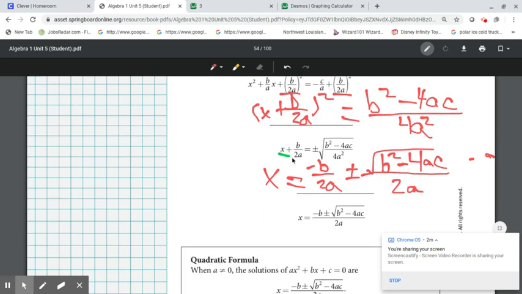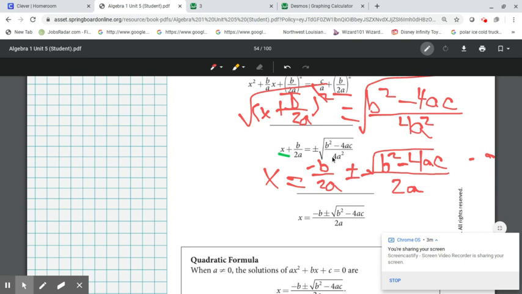All right, the next thing that we're going to do is simplify this. We're going to take the square root of both sides. All right, that makes this square go away, and you're going to be left with x plus b over 2a. And then this is going to be plus or minus the square root of b squared minus 4ac over 4a squared. All right, and the next thing we're going to do is solve for x. So we're going to subtract b over 2a from both sides. And that is going to give you x is equal to negative b over 2a plus or minus the square root of b squared minus 4ac.